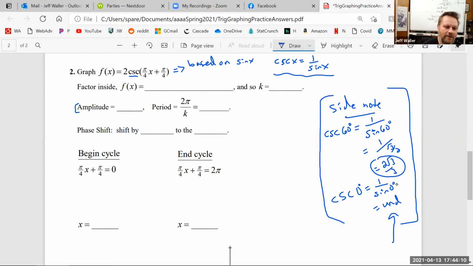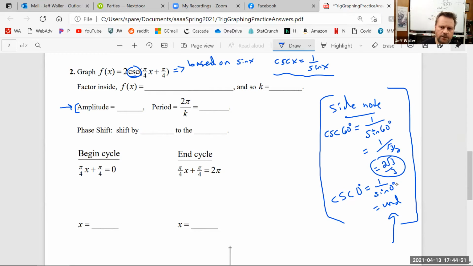Now, my whole point with this, now I'm remembering, the amplitude doesn't make any sense for cosecant. Can somebody tell me why, based on what we just talked about? Why would the idea of amplitude make no sense for a function like cosecant? Would you call cosecant bounded? Would you call it contained? It's too big. It goes to infinity, so it's not contained.